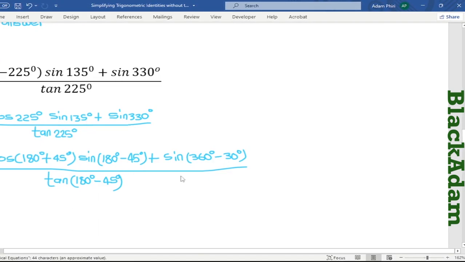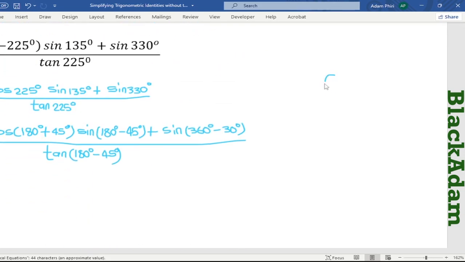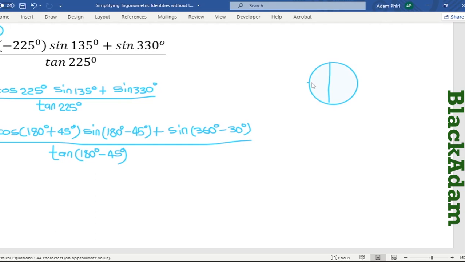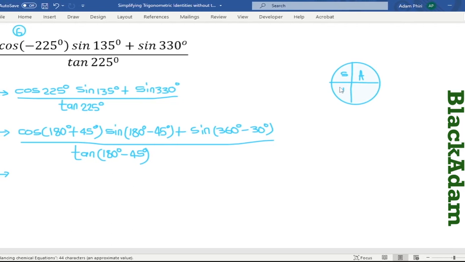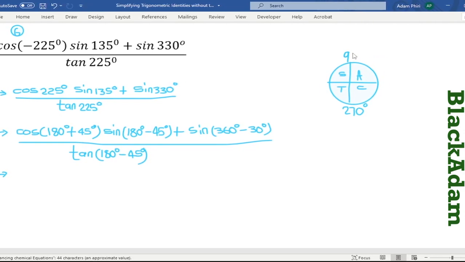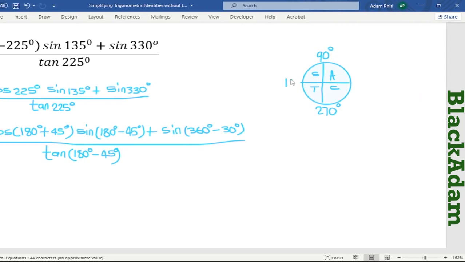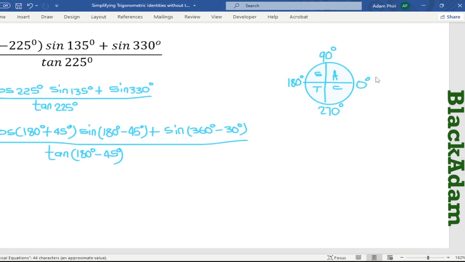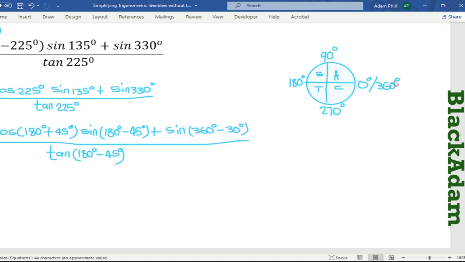Then we need to draw the CAST rule. We use what we have there. Let me get a bit bigger. So we have A, S, T, C, and then that is going to be 270 degrees, that's 90 degrees, and then that's 180 degrees, and 0 degrees to 360 degrees.